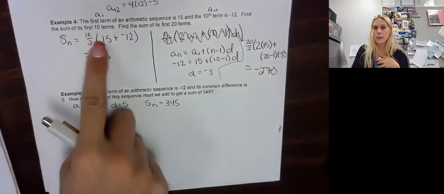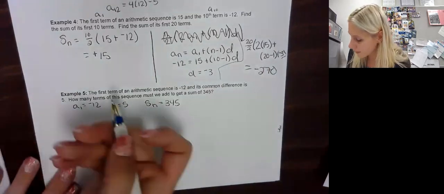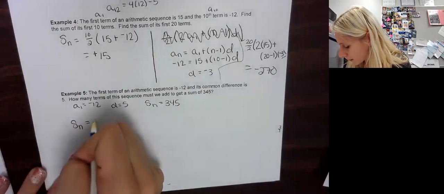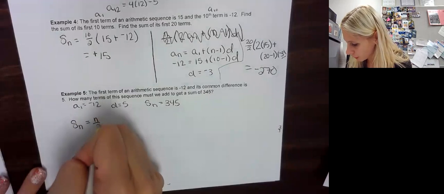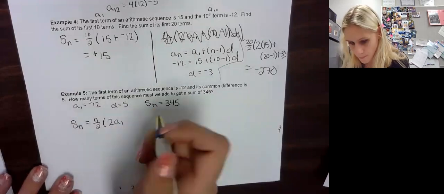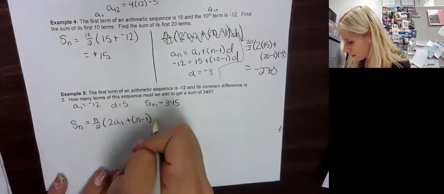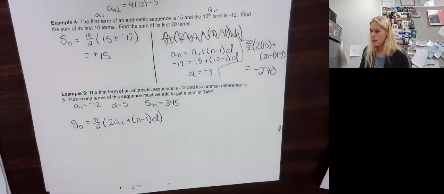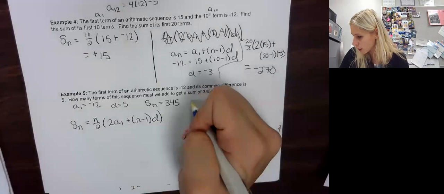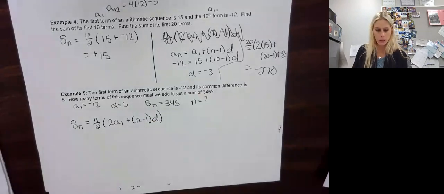So should we use this one or this one? Hopefully you said this one. This one's going to be a lot easier, right? Because I'll show you. S subscript n equals n over 2 times 2 a subscript 1 plus n minus 1 times d. Okay, so let's plug in what we have, and then we're trying to find the number of terms, which is n. So this is perfect. This equation helps us with it.